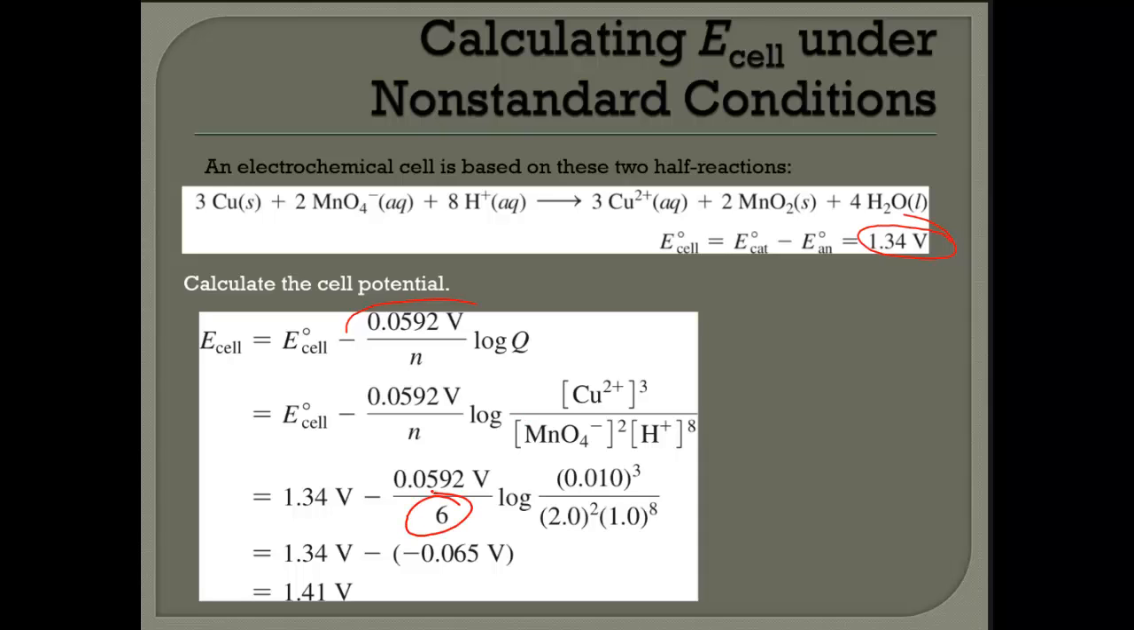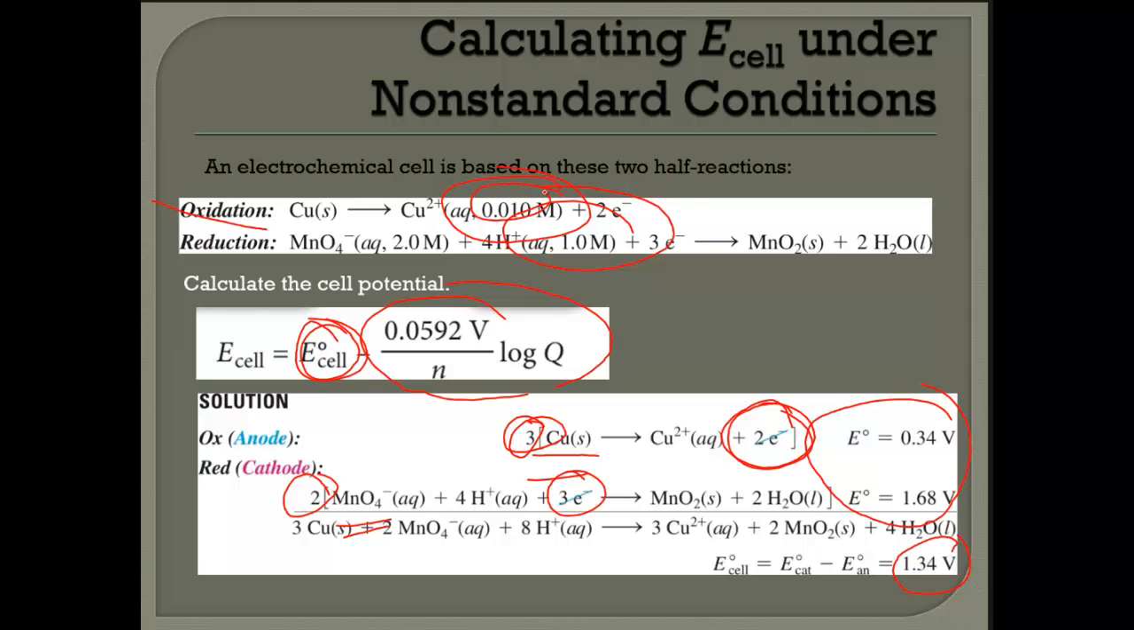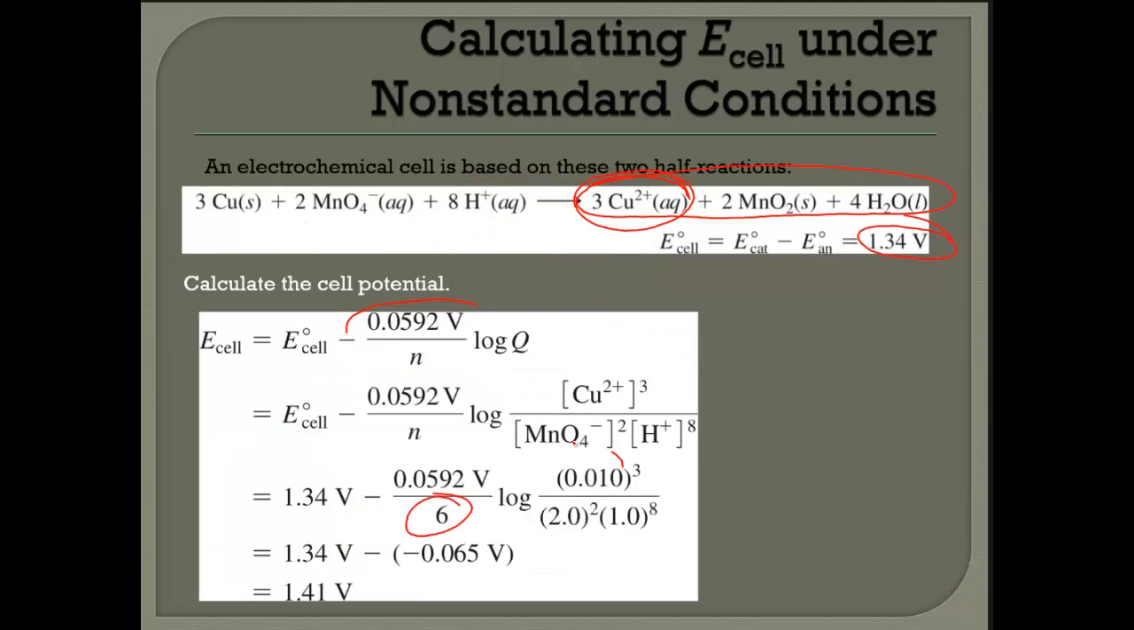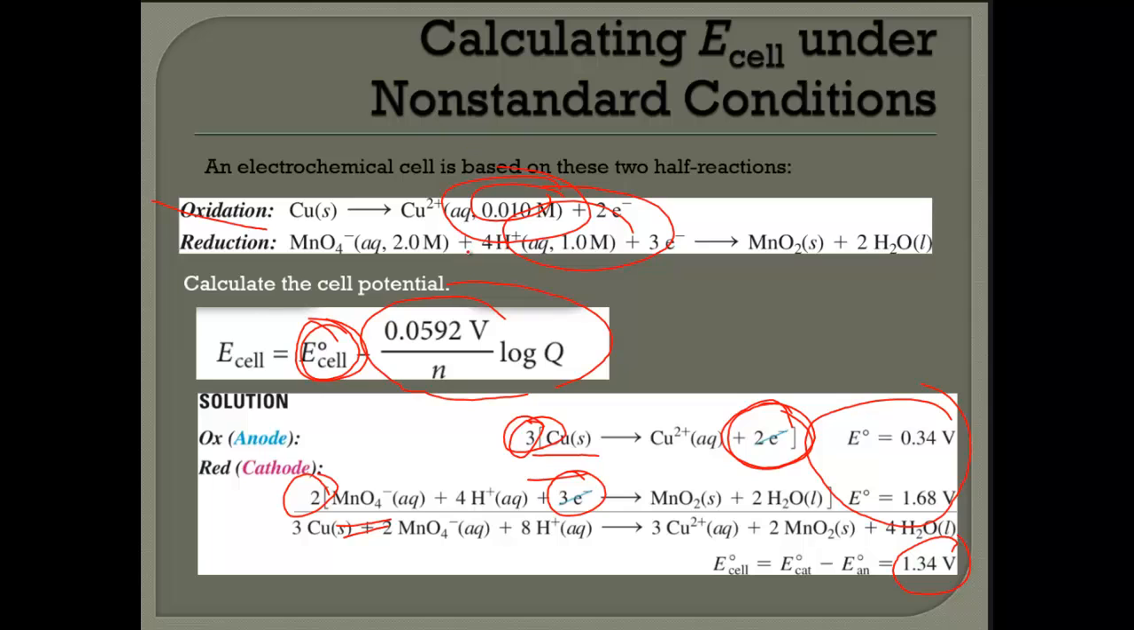And then we do the products over the reactants. We have copper on the right hand side, on the products, so we need the concentration of copper, which is 0.01. That's where this number came from. And then the reactants. Solids we don't include. We have 2 aqueous concentrations: MnO4 minus is 2 molar and H plus is 1 molar. So that's how those are placed on the bottom.